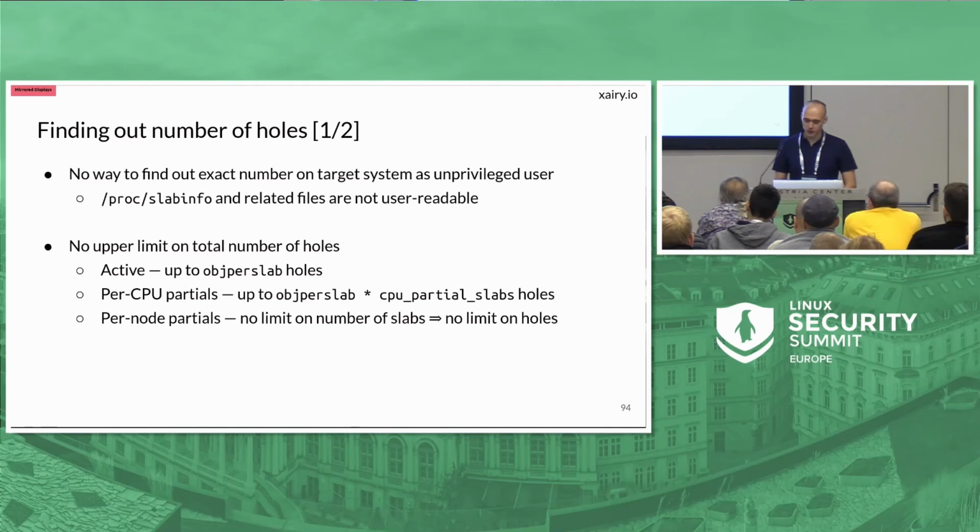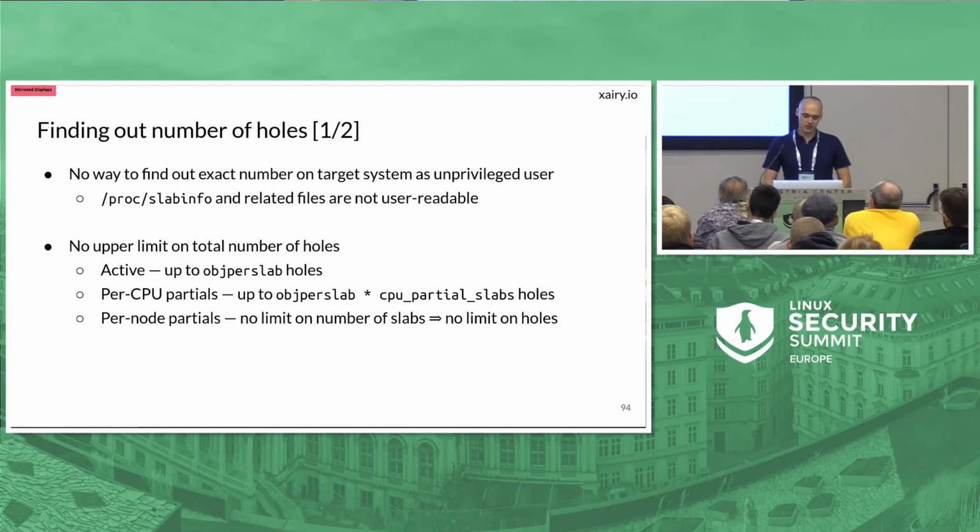Unfortunately, there is no way to find out the exact number, just because these numbers can be found through the proc slabinfo file, but this file is not accessible to unprivileged users. And we do assume that our exploit runs as an unprivileged user. And there is also no upper limit on the number of free slots that we might have.